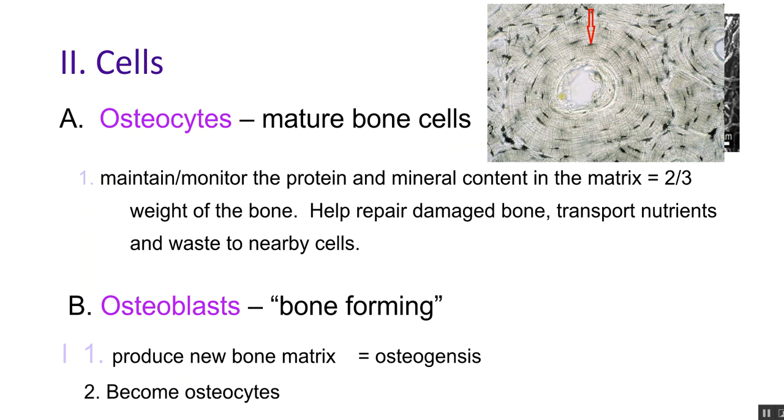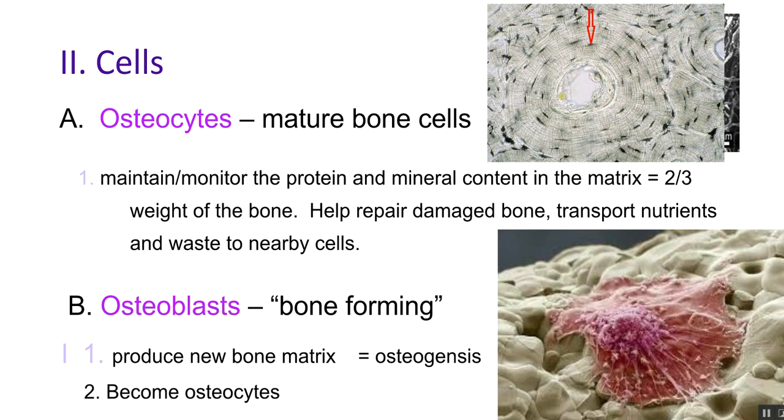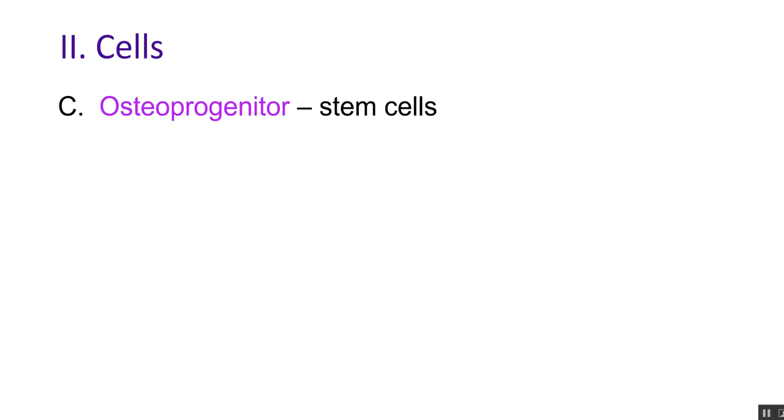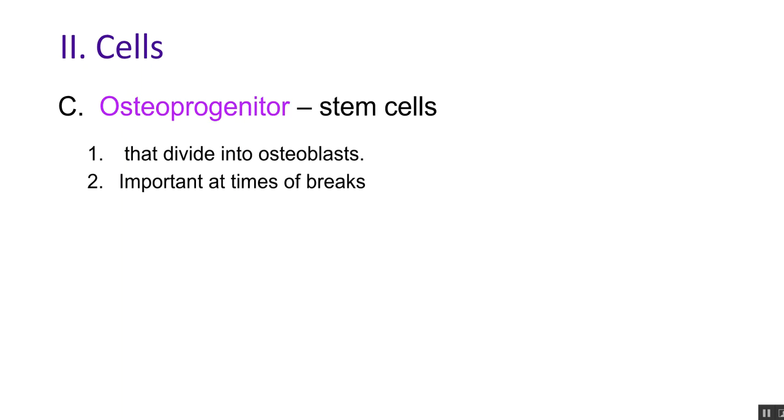Some pictures of those. These are the ones I like the way they look. So this is a really good microscope. So you can see it really in depth. Here's a little bit further away. The next cells we're going to look at are the osteoprogenitor. These are stem cells. So these are the ones that turn into osteoblasts. So they divide into osteoblasts, so osteoprogenitor makes osteoblasts, osteoblasts make your osteocytes. These are important at times of breaks in your bone because they very quickly convert to osteoblasts so we can form new bone quicker so your bone can heal.